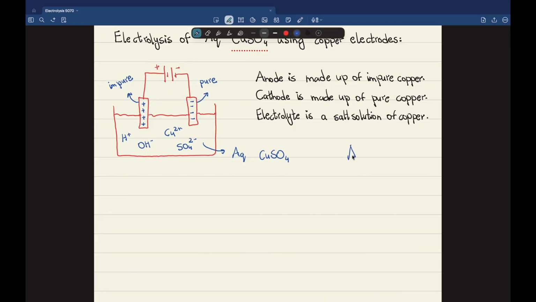As we know, oxidation occurs at the anode, right? Now whenever we used to have inert electrodes, the oxidation that used to happen at this anode was of OH⁻, right?